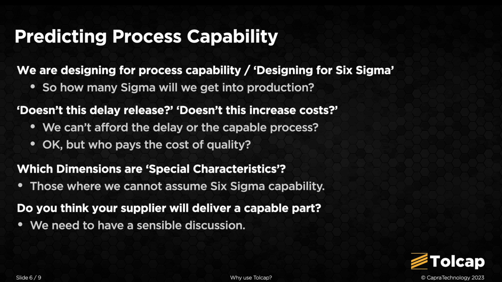Some dimensions may be marginal and need to be identified as special characteristics. Some customers require you to identify special characteristics on the drawing. Which ones are special? Surely all tolerances need to be met, or you could open them out. Special characteristics are exactly those marginal cases where you cannot just assume adequate process capability. You need to identify these and then have a rational engineering discussion with your supplier.